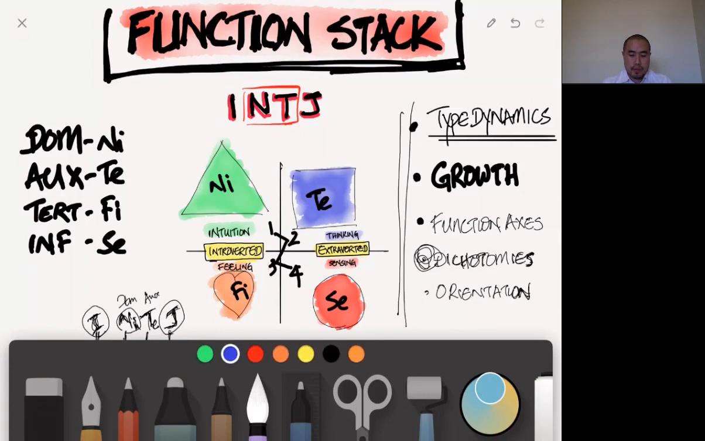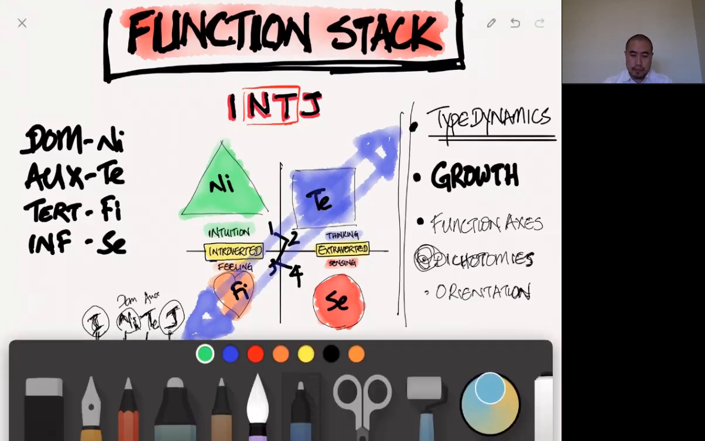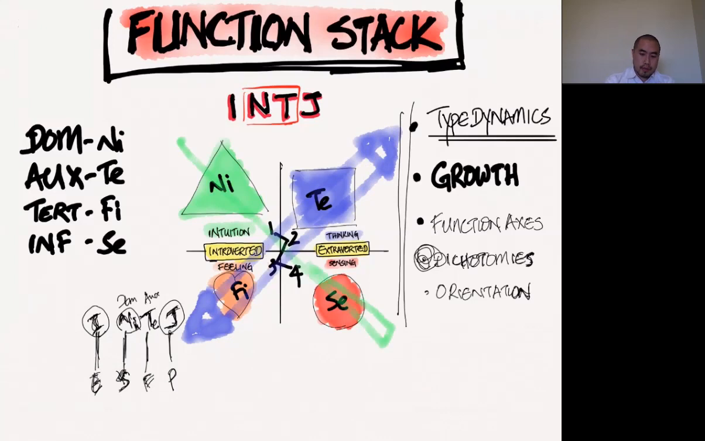So this is the judging axis or conscious axis. And the other one is the perceiving axis. On the perceiving axis, the dominant function NI and the inferior function SE are always going to be trying to pull each other. So there's going to be tension between the two functions. And then on the judging axis, TE and FI, there's going to be tension between the two functions. So they're always going to be connected.